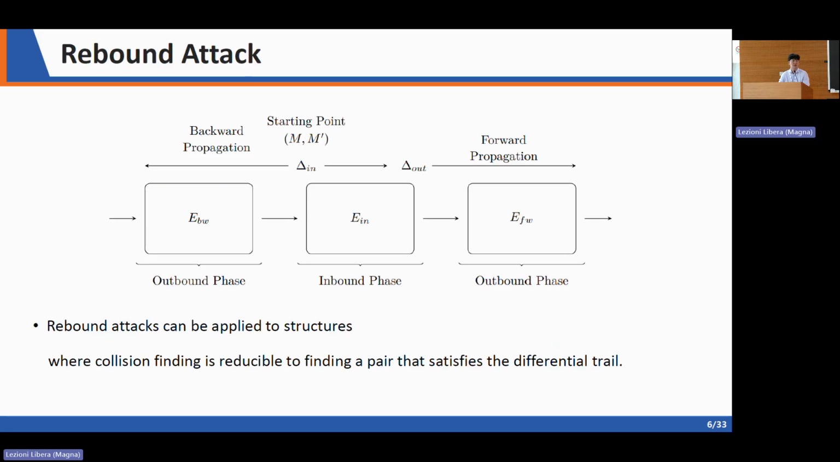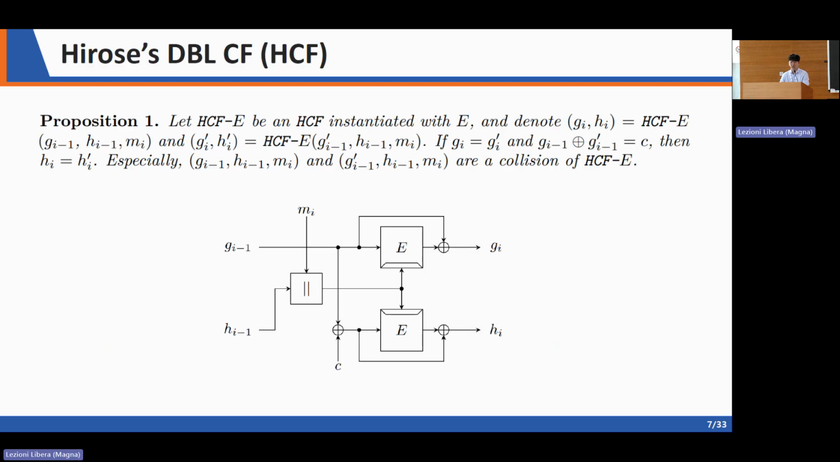To explain our work in more detail, let's take a closer look at the rebound attack. Rebound attacks can be applied to structures where collision finding is reducible to finding a pair that satisfies the differential trail. Our target, Hirose's double block length compression function, is one such example, but I will omit the explanation why this is the case in this presentation.